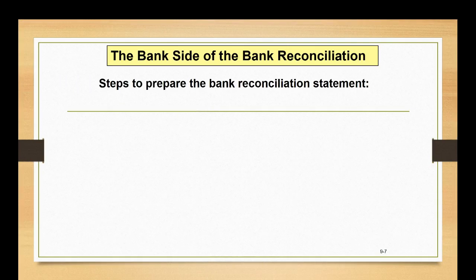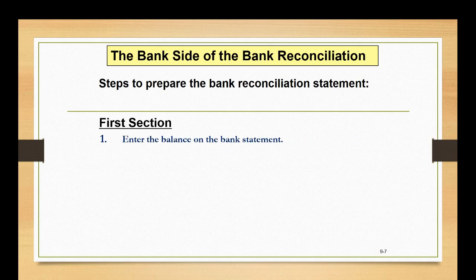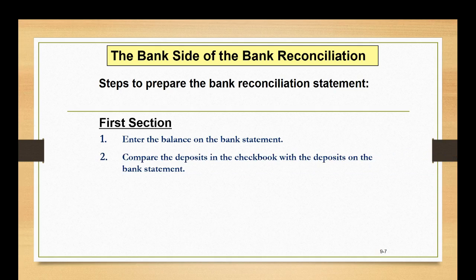So, this is an overview of the steps needed to prepare the bank reconciliation in case you're a little rusty. So on the bank side, you're going to enter the balance from the bank statement onto the bank reconciliation. And by the way, I will be demonstrating these steps. I'm just giving you an overview before we demonstrate them. Then you want to compare the deposits in your records to the deposits on the bank records. If they match, you want to check them off. If they don't match, I would encourage you to circle those, and the circled items will be the ones that we place on our bank reconciliation.